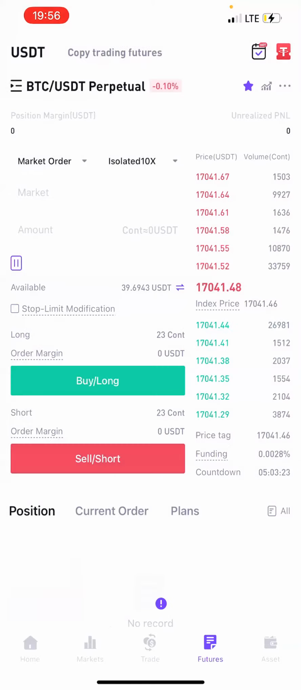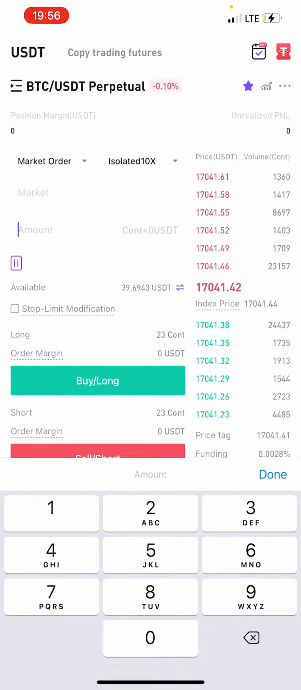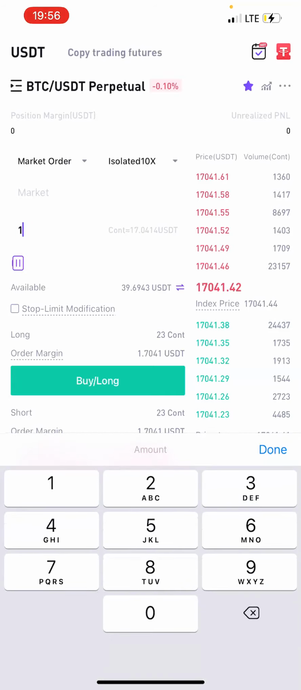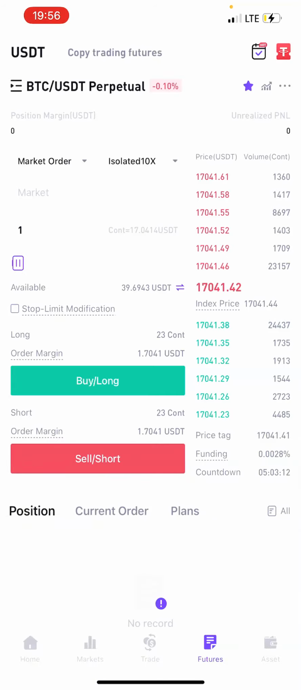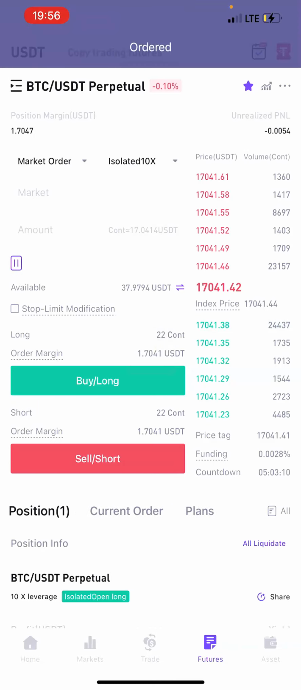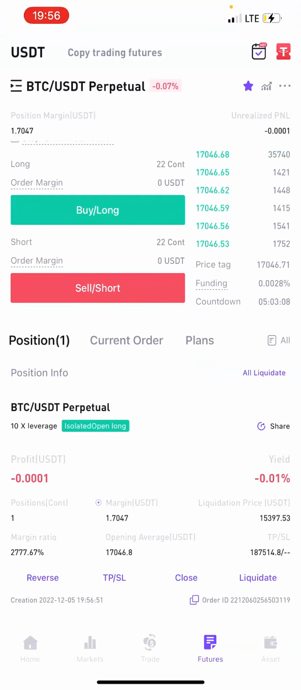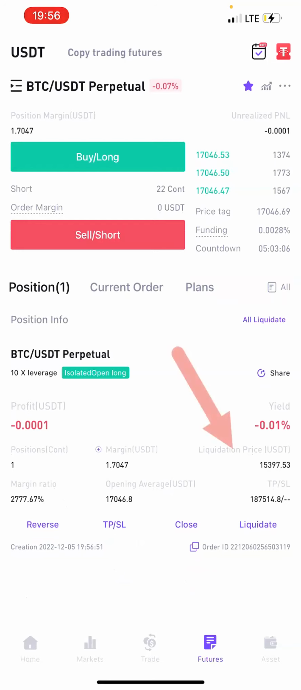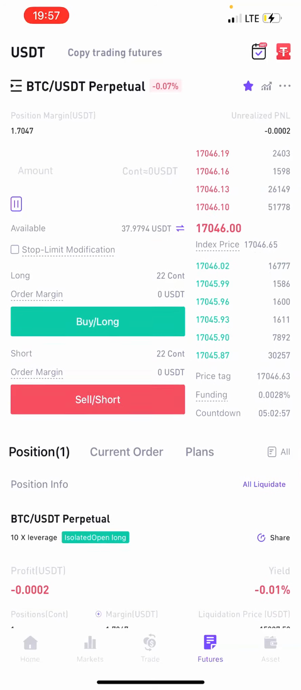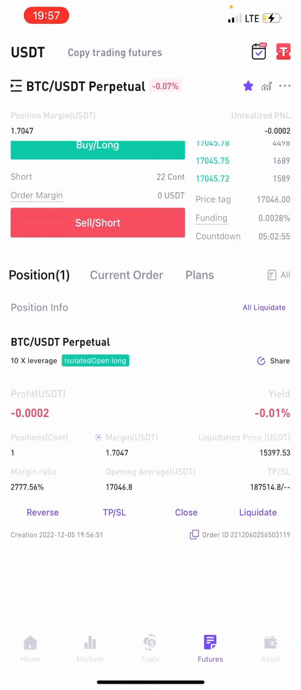I'm going to enter the trade again, and I want you to take note of the liquidation price. I'm going to enter again with $1 here, and then long the market. All right, so I've just longed the market. If you look at the liquidation price again, I think we have 15,397, and the previous one was 16,000. So this is the difference.